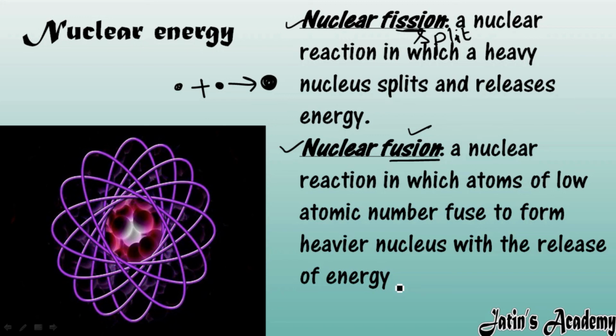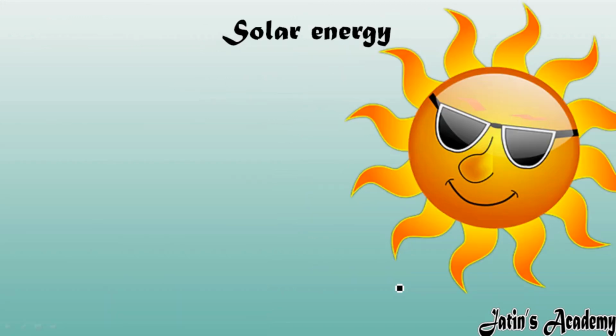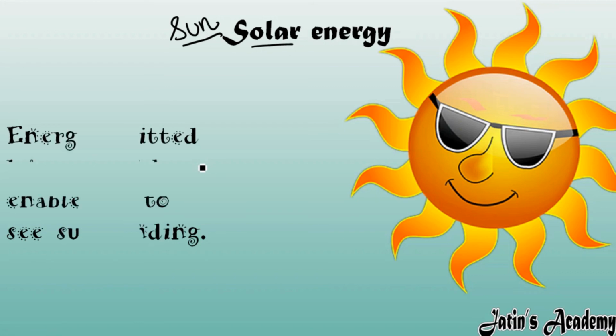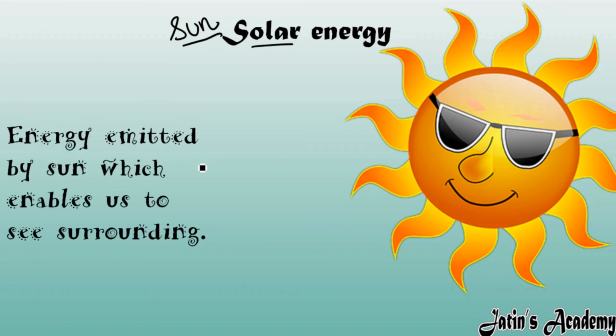Fine. Next, we are having solar energy. As the name suggests, solar means sun. Sun means the energy emitted by the sun. Whatsoever energy is emitted by the sun, which enables us to see the things around us. Means with the help of the sun also we are able to see the things around us. So energy emitted by the sun is known as solar energy.